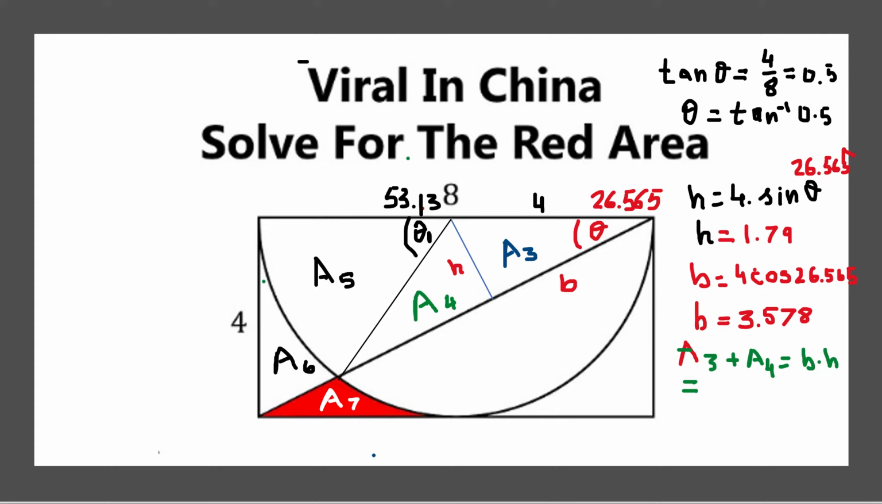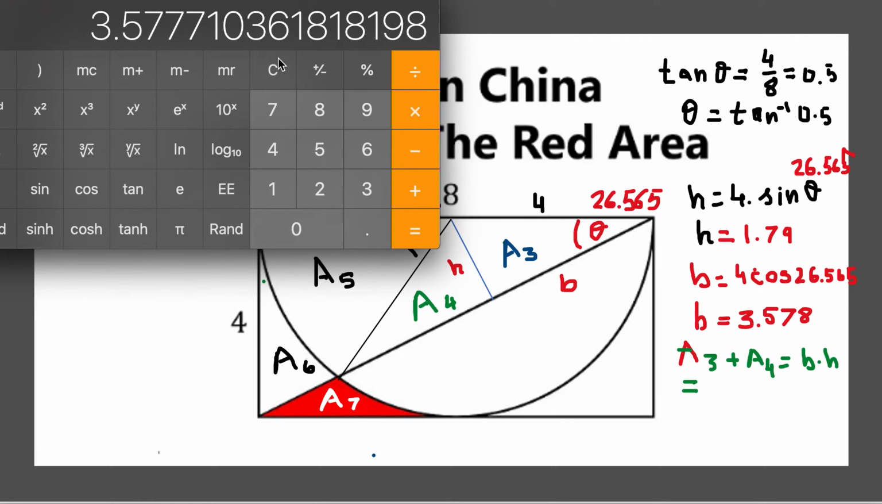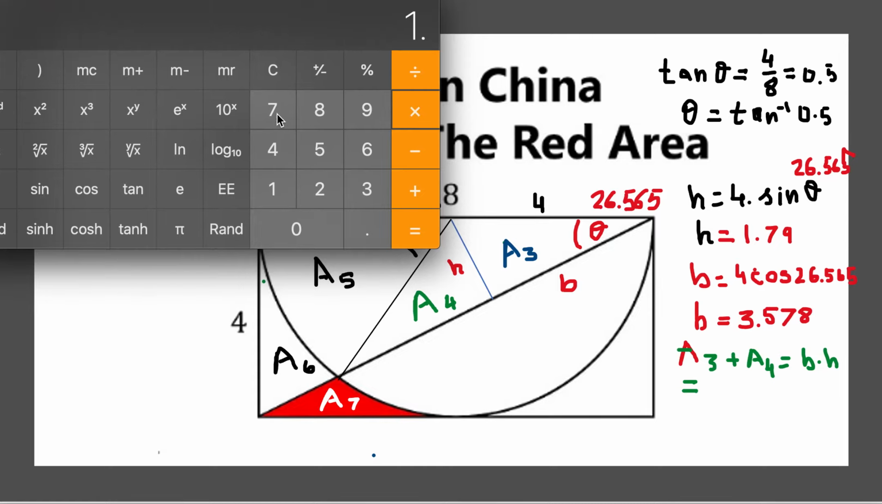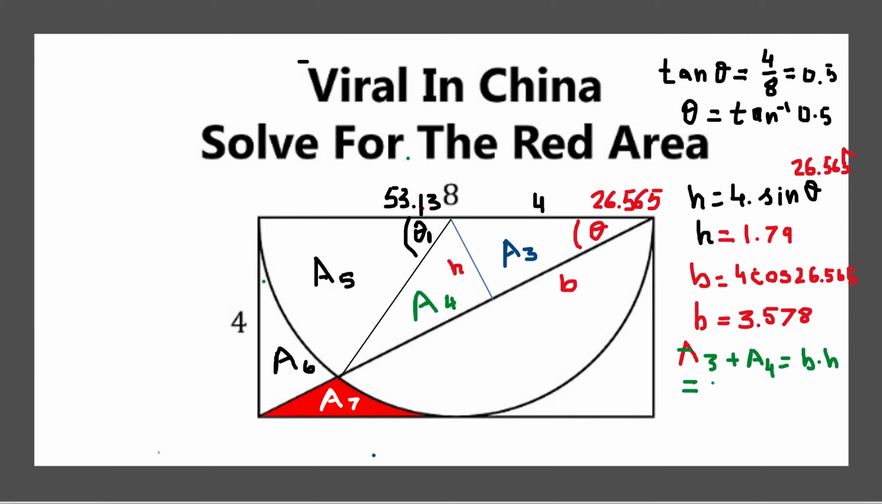And A3 plus A4 is equal to... let me use a calculator here. 3.577 times 1.79, and this is 6.4 units squared.